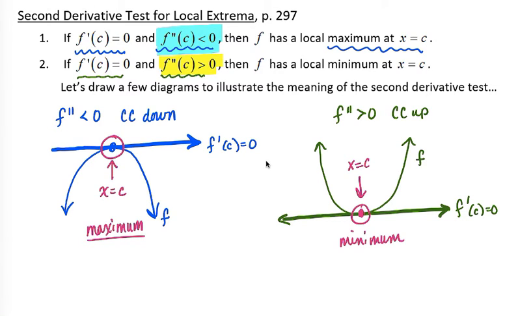Okay, so when you're looking at the second derivative test, this is a very fast, efficient way to quickly test a point where you know you've got a derivative equals 0, and you want to know if that x value produces a max or min. You can just plug it into the second derivative and see if you get a positive or a negative.